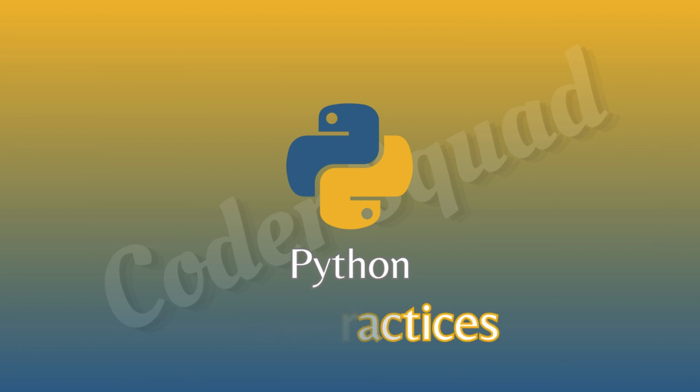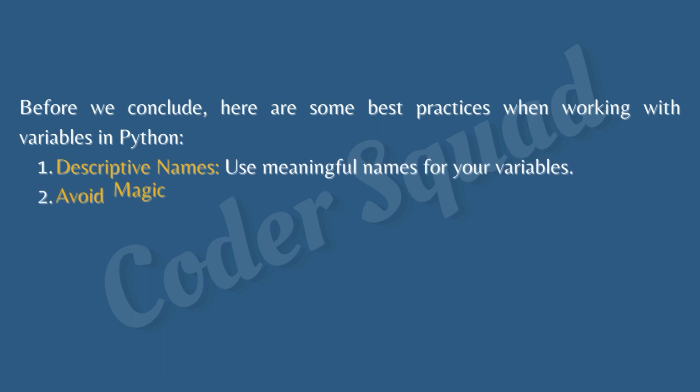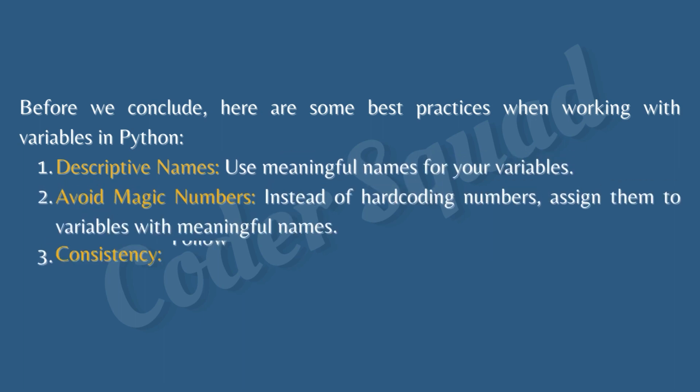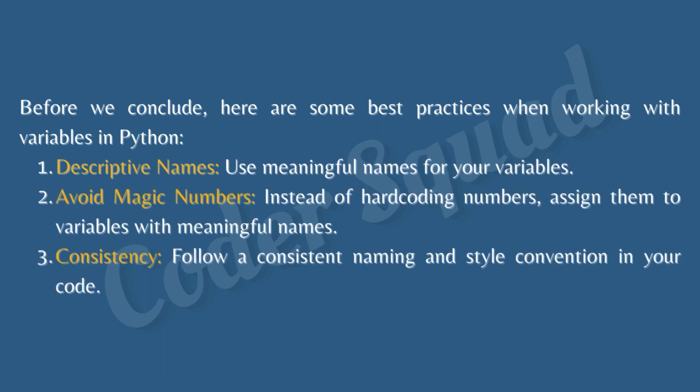Before we conclude, here are some best practices when working with variables in Python. 1. Descriptive names. Use meaningful names for your variables. 2. Avoid magic numbers. Instead of hard-coding numbers, assign them to variables with meaningful names. 3. Consistency. Follow a consistent naming and style convention in your code.